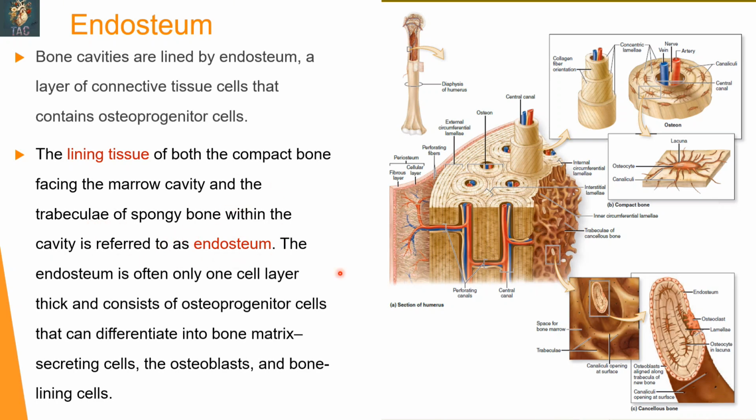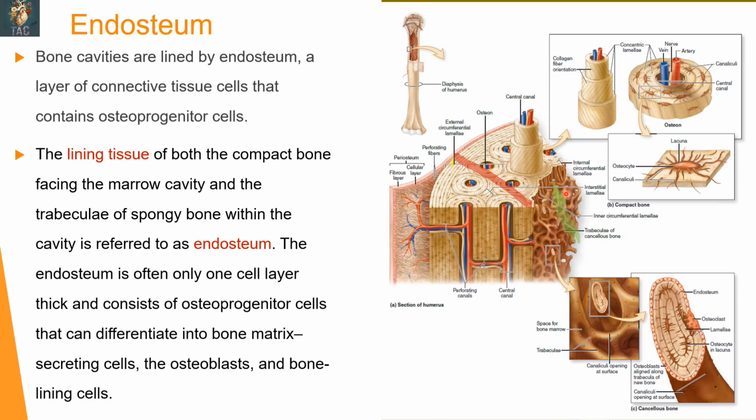So here you can see this area from here to here, this area is the spongy bone. I can mark it for you. From here to here you can see this is the spongy bone. So I change the color. From here to here you can see this is the compact bone, and this area is the spongy bone. So you can differentiate between the two.